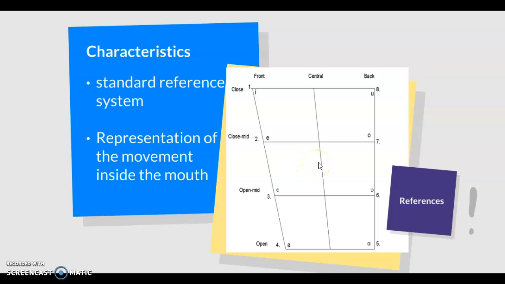It is clearer when you see diphthongs, because you will see how the tongue moves from one sound to the other. We're going to see this later on. Okay, so let's see how the sounds that we have learned, the short vowels and the long vowels, the schwa, are all represented inside this diagram.